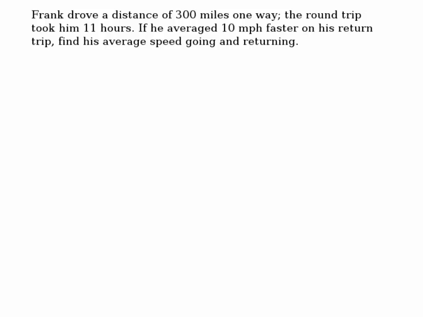Frank drove a distance of 300 miles one way. The round trip took him 11 hours. His average speed was 10 miles per hour faster on his return trip. Find his average speed going and returning.